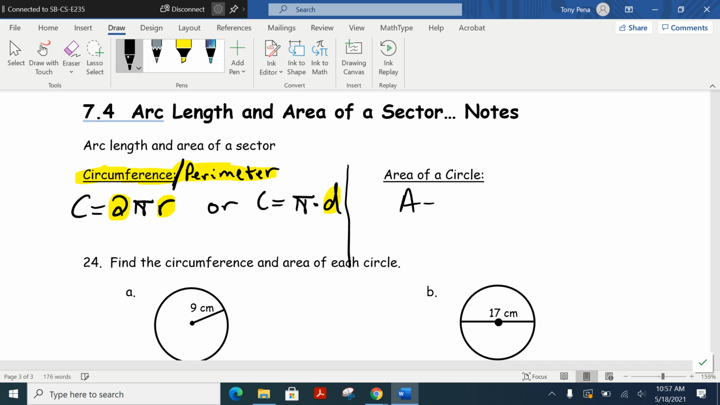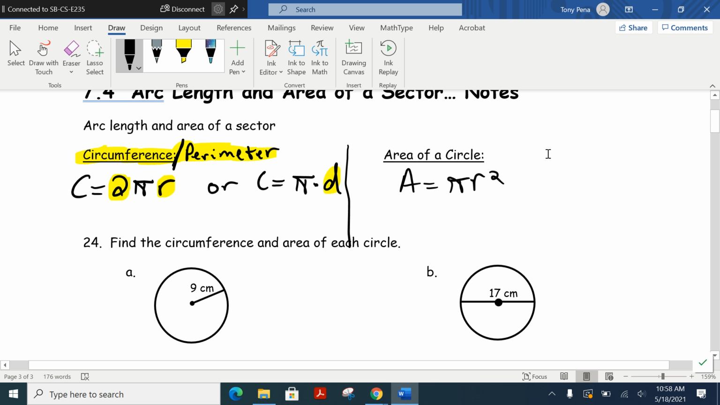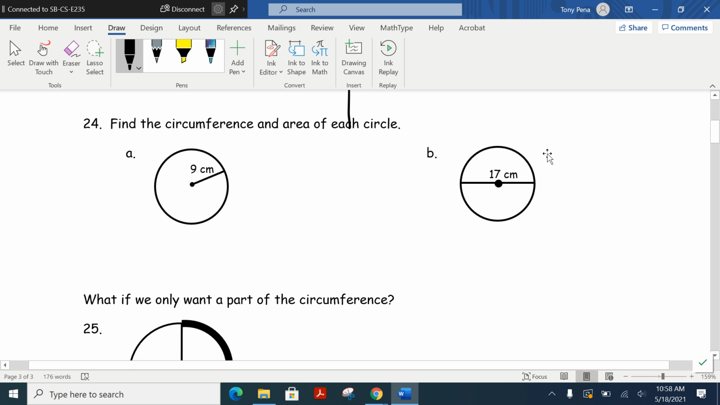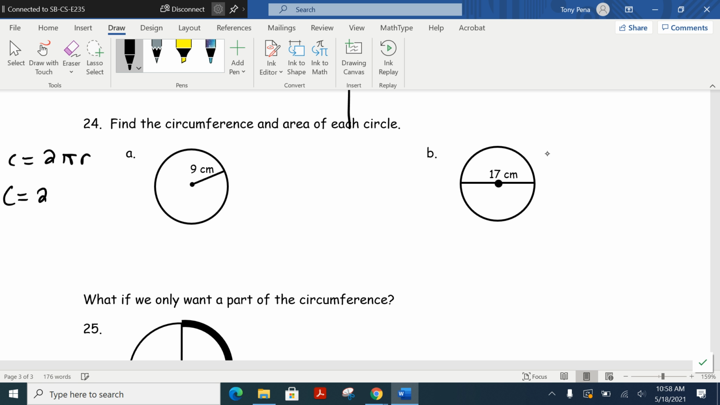And then we know the area of a circle is pi r squared. Stuff you've been doing for years. So those two formulas should not look new to you. So 24, A and B should be pretty easy. If I ask you for the circumference of this circle, then again, use either formula. I like the 2 pi r formula. So we're just going to use the formula 2 times pi times the radius.